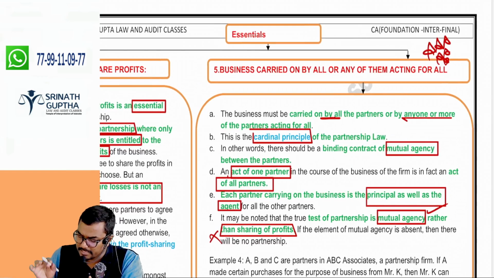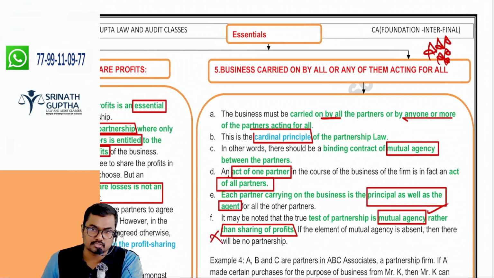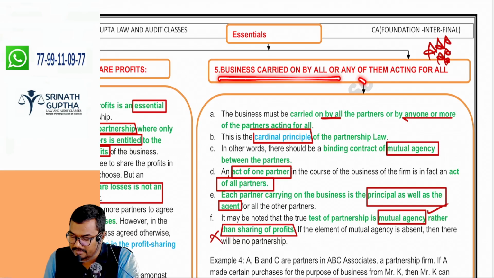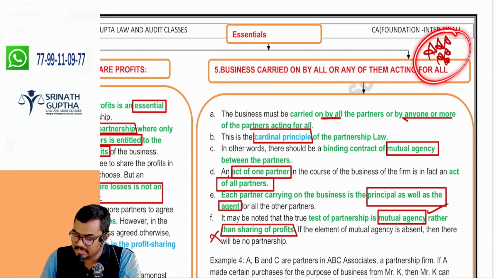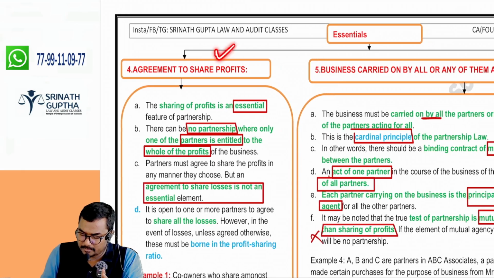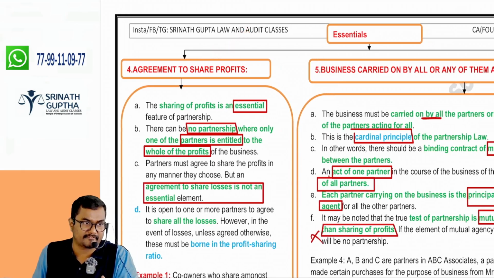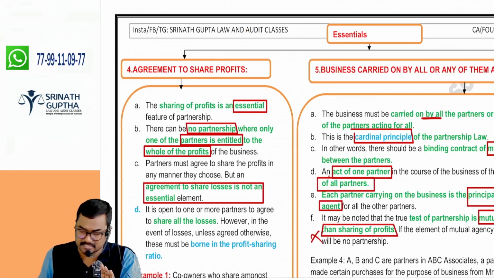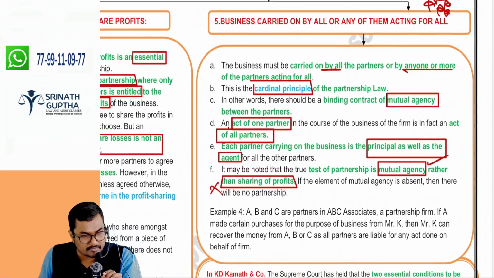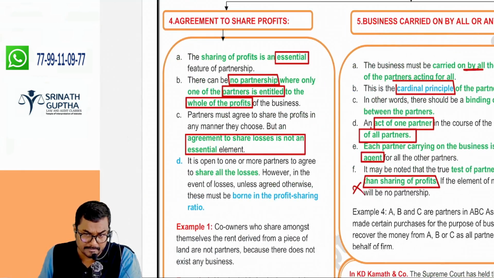Next, conclusive evidence of the partnership is the mutual agency: business carried on by all, any one of them acting for all. So all are doing for everyone or one is doing for everyone. This is the conclusive test of partnership. Sharing of the profits is only prima facie evidence, which means on the face of it. But this is conclusive. If sharing of the profits is there, partnership may or may not be there.